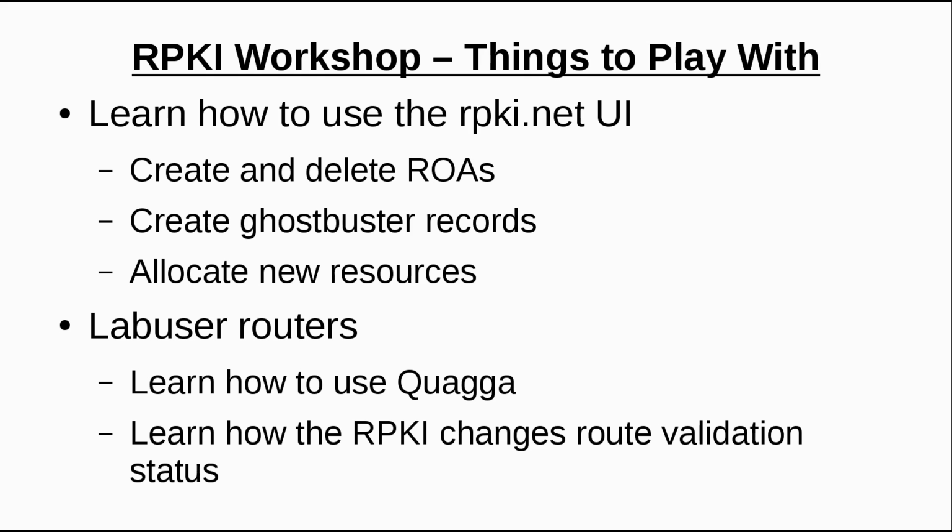Finally, here's a short list of some of the things that you can do with the RPKI Workshop setup. You can learn how to play with a number of things in the RPKI.net UI. You can create and delete ROAs, you can create Ghostbuster records and allocate new resources. And in the routers, you can learn how to use Quagga, which is the routing interface given to the students, and learn how the RPKI changes route validation status. All of these will be demonstrated and shown in later modules, so you can watch the videos and learn from them as well. In the next module, we'll walk you through setting up the RPKI Workshop so that you can try things yourself.